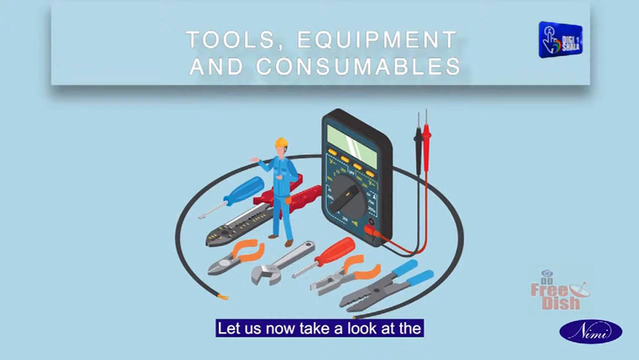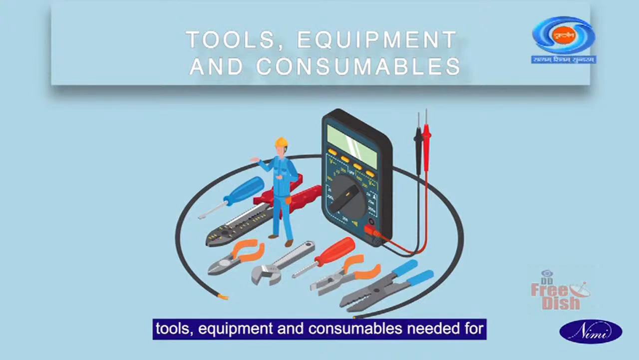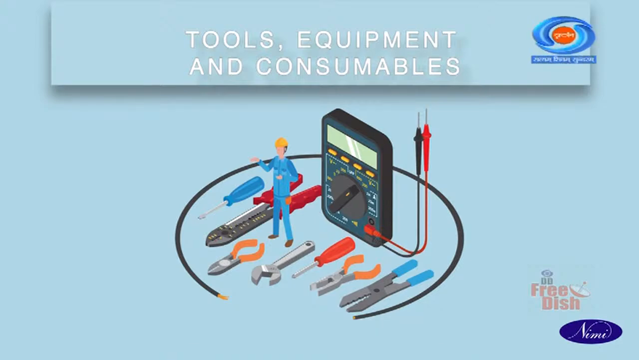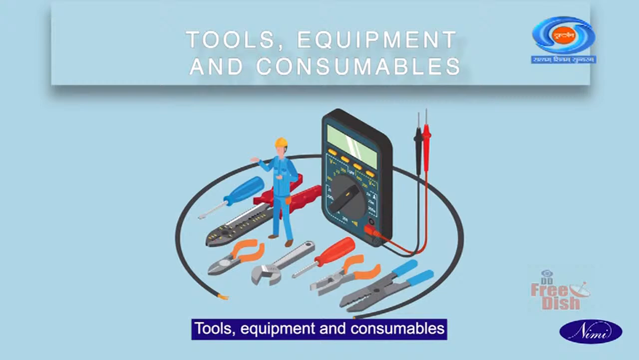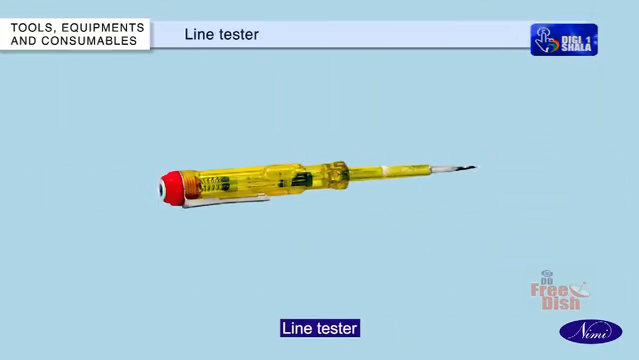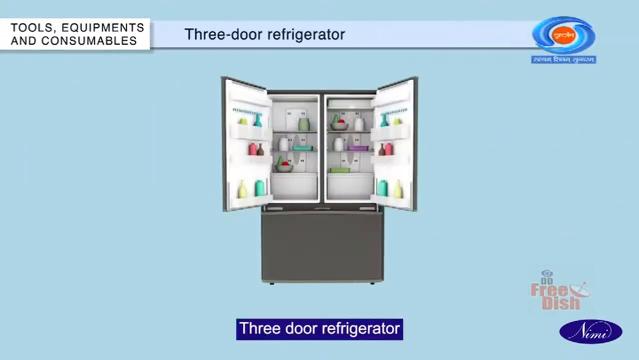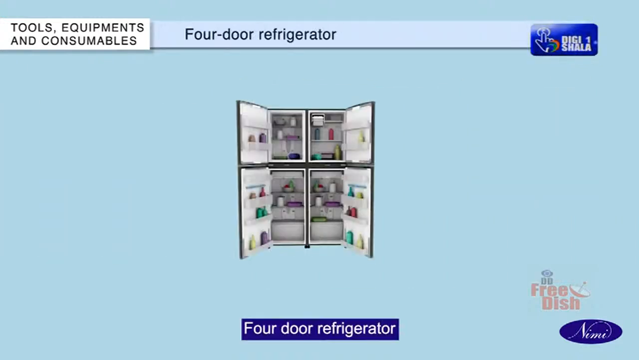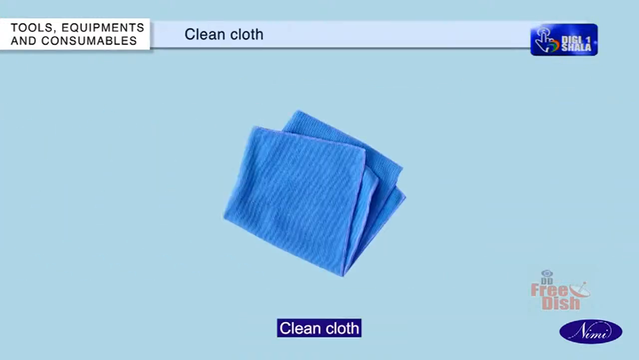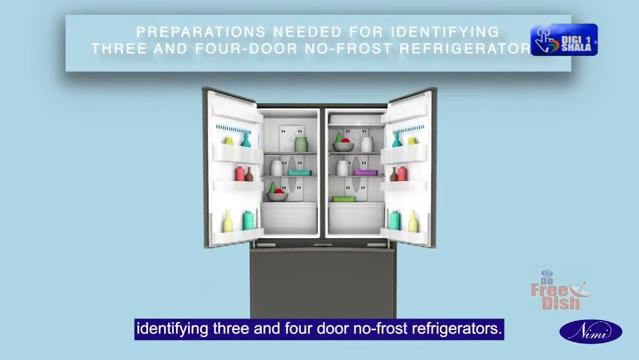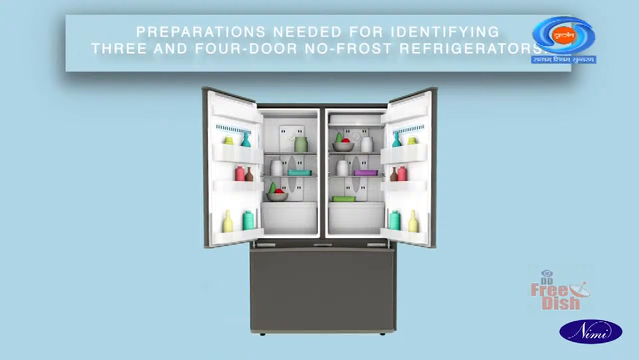Let us now take a look at the tools, equipment, and consumables needed for identifying 3 and 4-door no frost refrigerators. Tools, equipment, and consumables: line tester, screwdriver, cutting plier, 3-door refrigerator, 4-door refrigerator, clean cloth. Now, let us see the preparations needed for identifying 3 and 4-door no frost refrigerators.